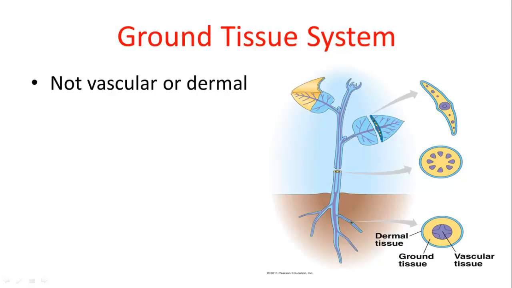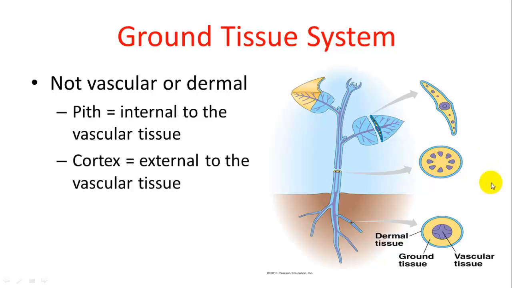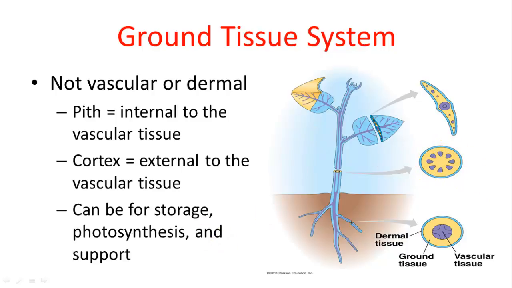The ground tissue system is neither vascular nor dermal, and is mostly supportive. You have the pith, which is internal to the vascular tissue, so these purple spots are the vascular tissue. This would be the pith. The cortex, which is external to the vascular tissue, can be for storage, photosynthesis, or support.